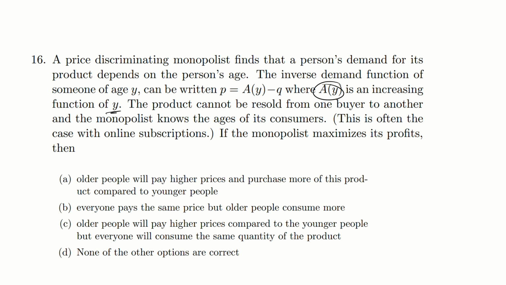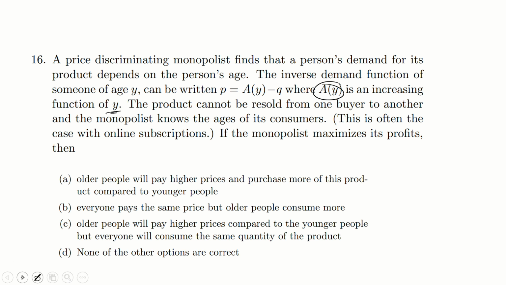If the monopolist wanted to maximize its profit, then which one of the following would be the correct option out of these four answers? Older people will pay a higher price or purchase more of these goods compared to younger people. Or everyone pays the same price, but older people consume more. Or neither of the options is correct. So what should be the correct option according to these four options? We just have to find out.